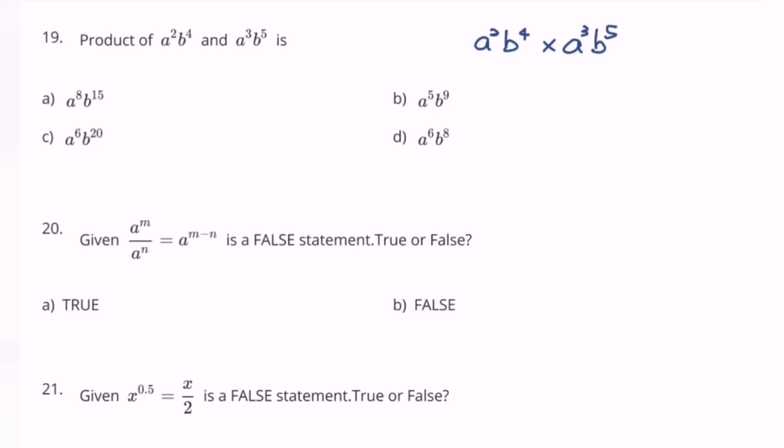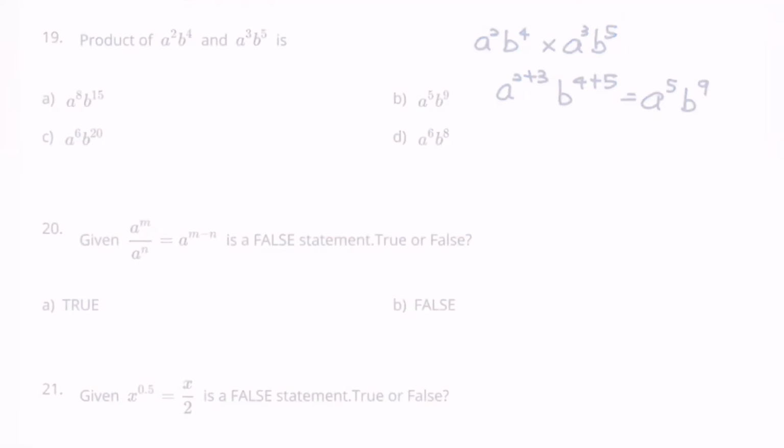By using the multiply indices, kindly focus on the same base, where we have a to the power of 2 plus 3. Next, b to the power of 4 plus 5. So as a conclusion, we have a to the power of 5 multiply with b to the power of 9. So the answer for question 19 would be B.